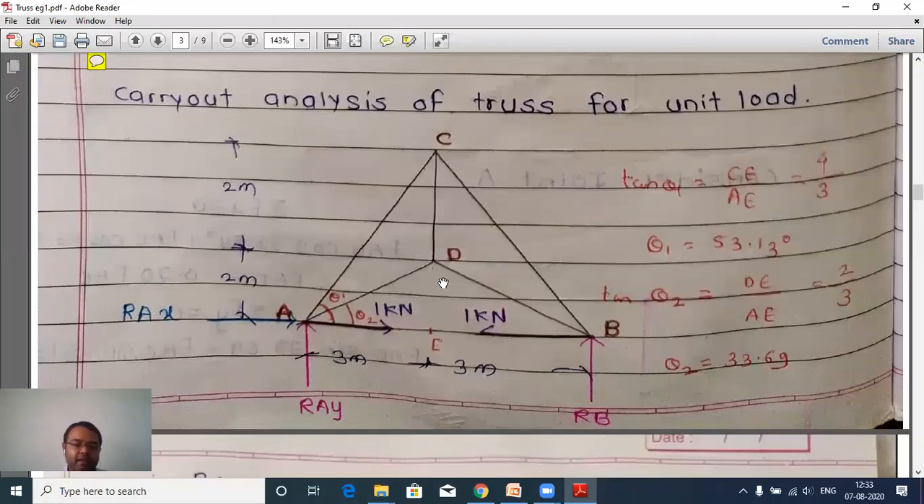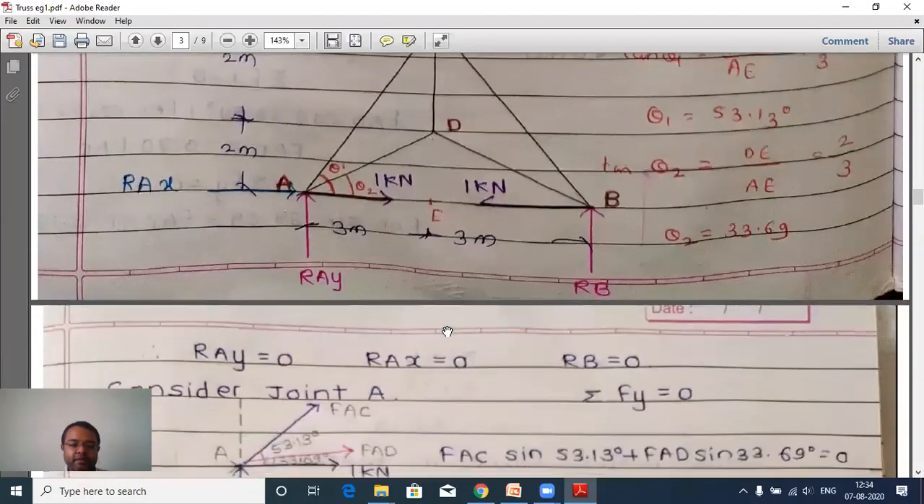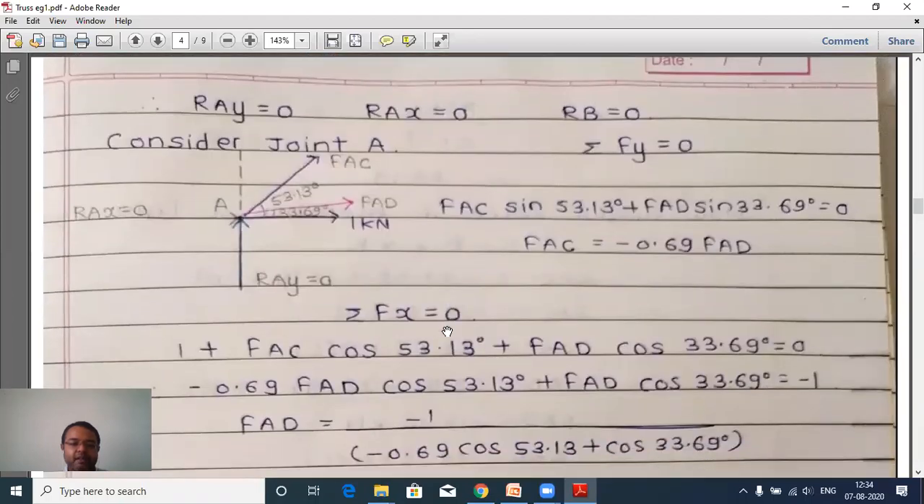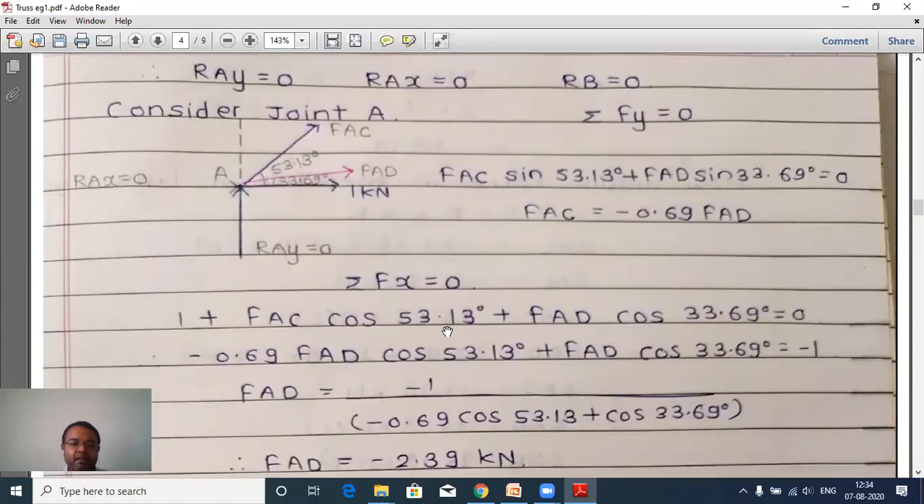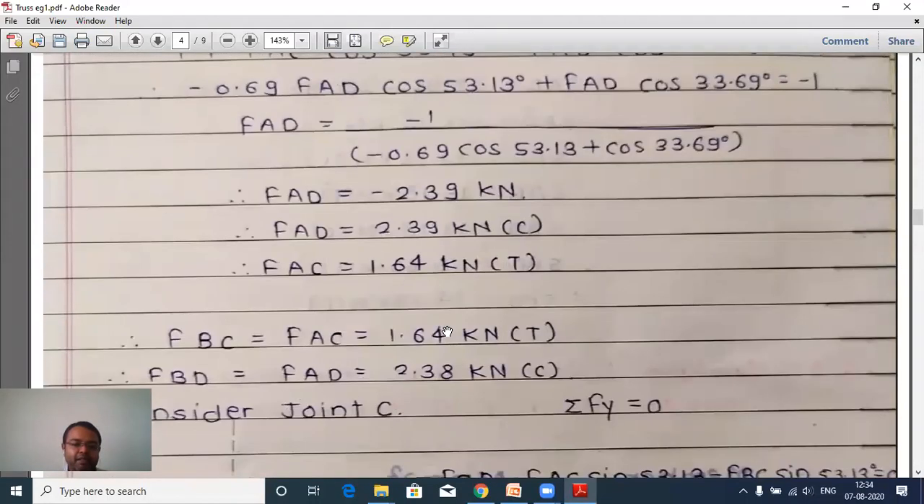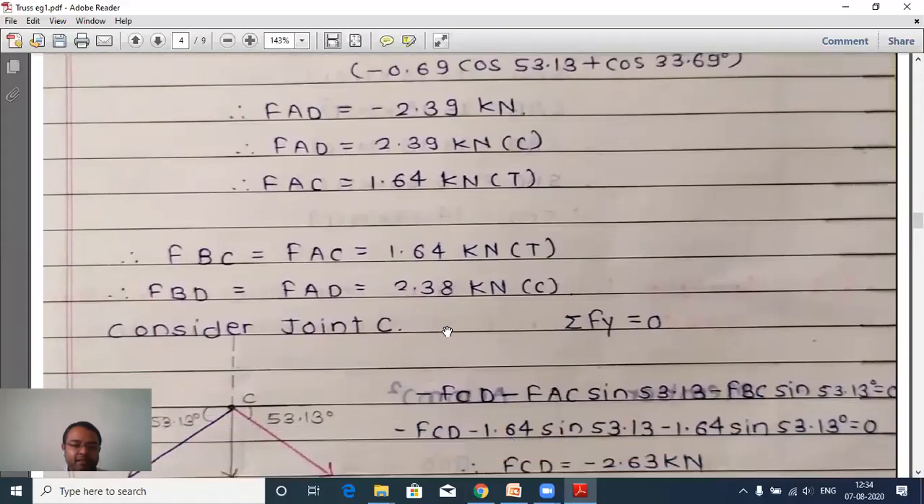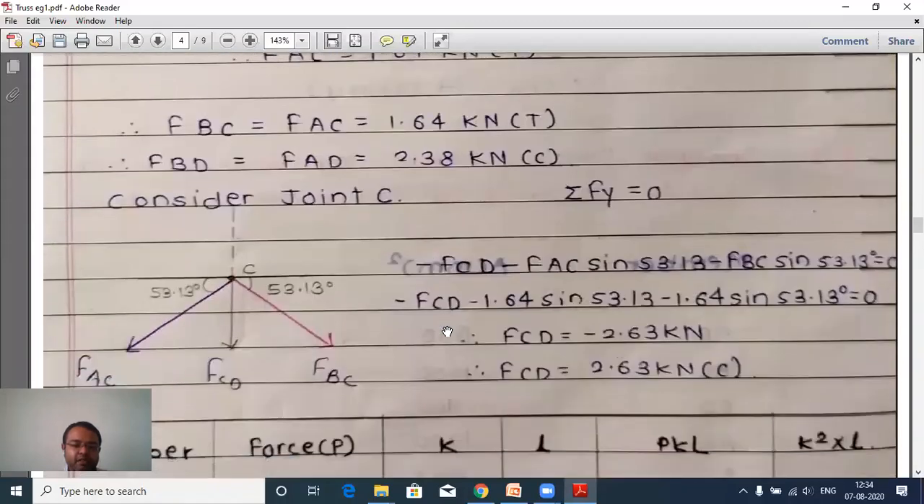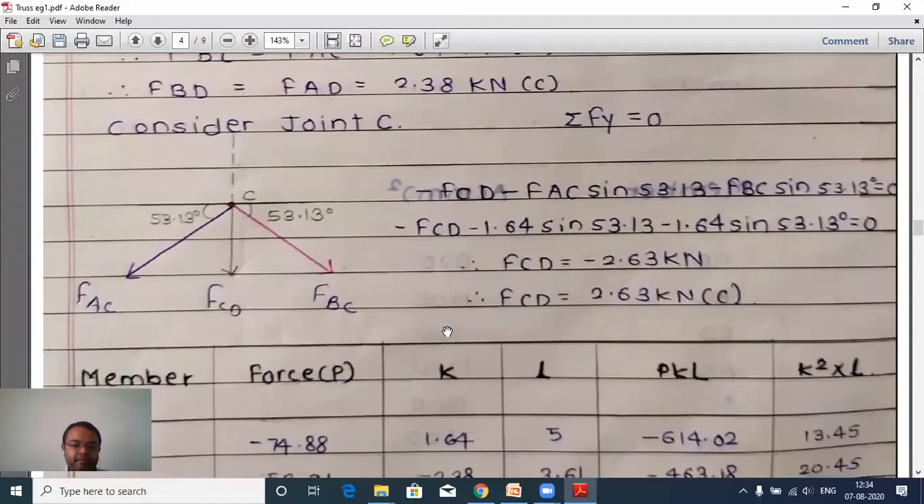Remember what we are doing here: just remove the external force and provide a unit force in the unknown member. So this is regarding the K forces. Just again draw the free body diagram, apply the equilibrium conditions, and get the forces in the members of the truss.